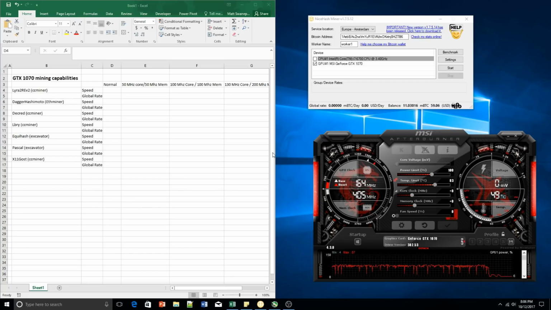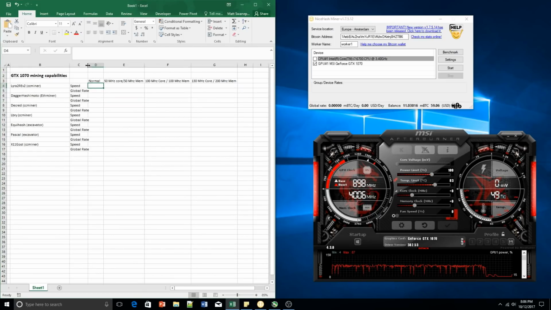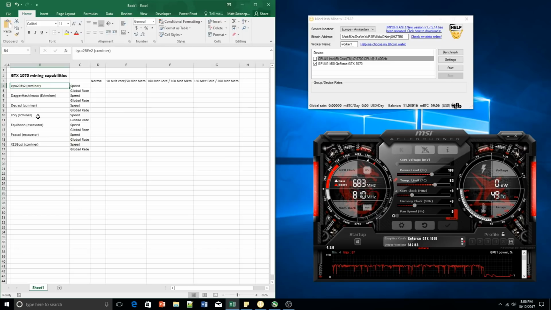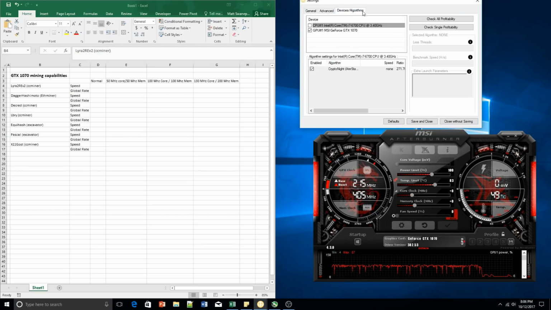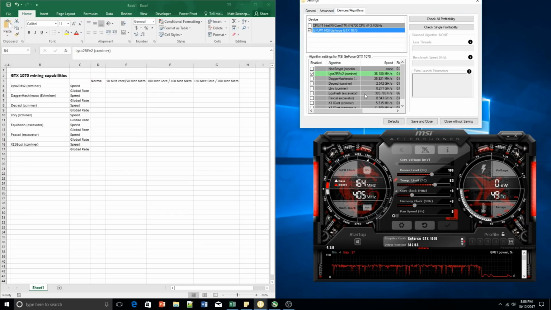So I'm not an expert at overclocking cards or at hash rates or mining or whatever. I just thought it'd be an interesting experiment. So I've got my Excel doc over here. I'm going to be looking at speed and global rate for each algorithm down the side, and I'll be going into NiceHash Miner. You go to settings, you go to devices, algorithms, pick your graphics card, and then we'll select each and every single algorithm as we go along.